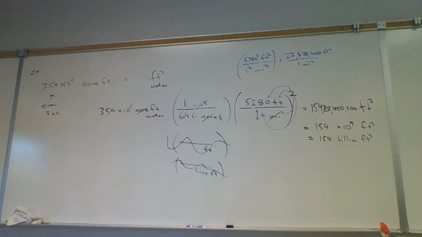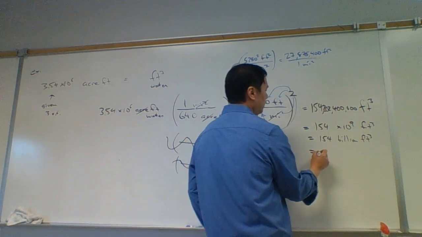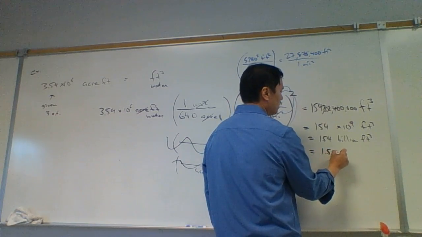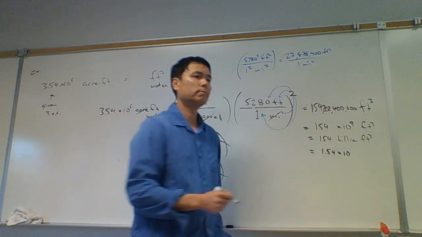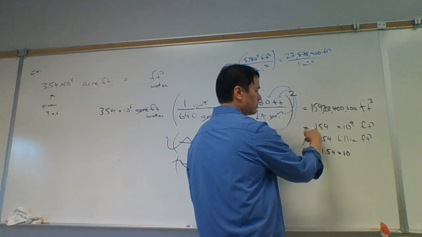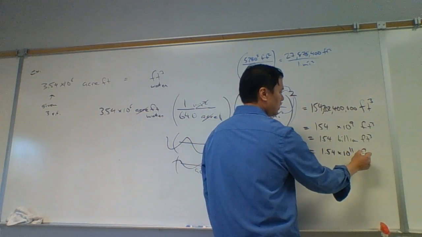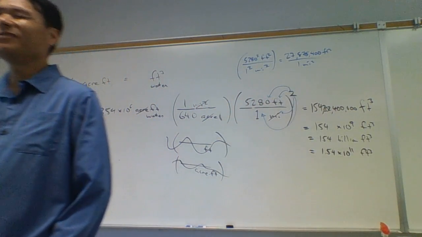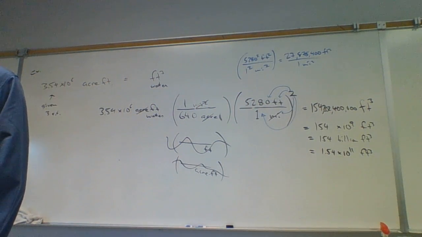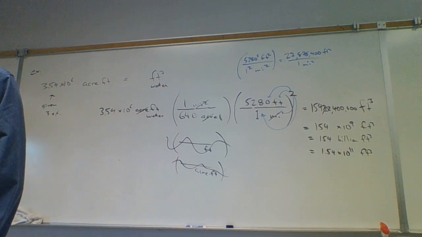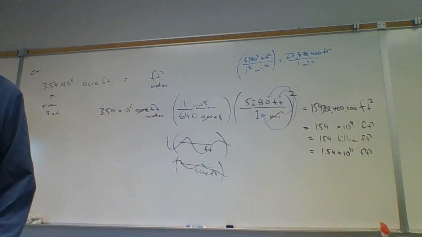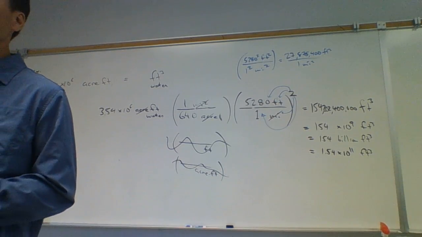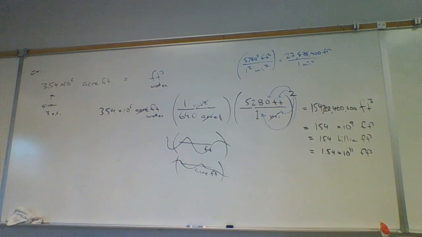Why would you put it in scientific? Well, I could put it like this: 1.54 times 10 to the what? 11. If I make this number smaller, I've got to make this bigger, so it'd be 10 to the 11 cubic feet. Because 10 to the 11 doesn't register. What registers means 10 to the 9, 10 to the 12, 10 to the 15. That's everything. But it's okay. You could leave it like that. It doesn't matter. You wouldn't be wrong.